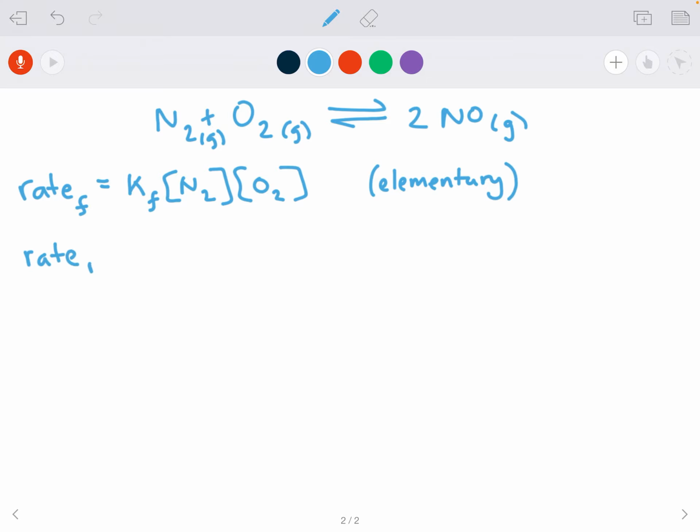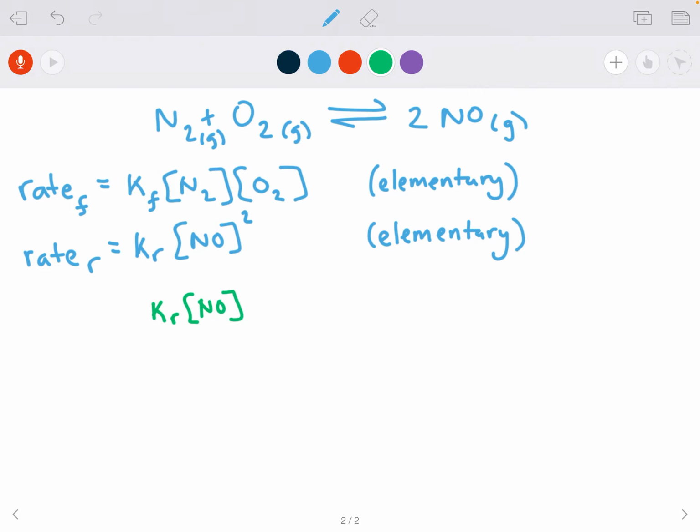So similarly, the rate of the reverse reaction is going to equal Kr times the concentration of NO squared, because again, this is an elementary reaction. So this is all rate law so far. At equilibrium, since the two rates equal each other, that means we can say Kr times the concentration of NO squared is equal to Kf times the concentration of N2 times the concentration of O2, since the rates are equal to each other.